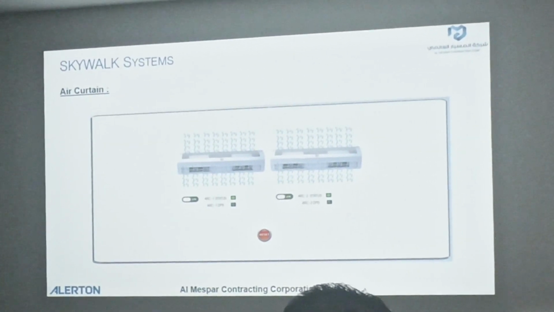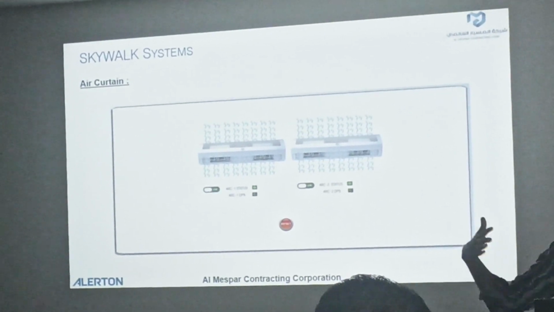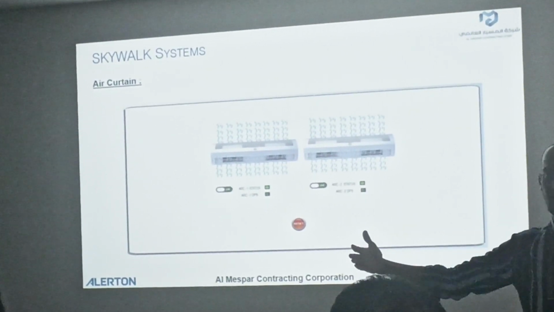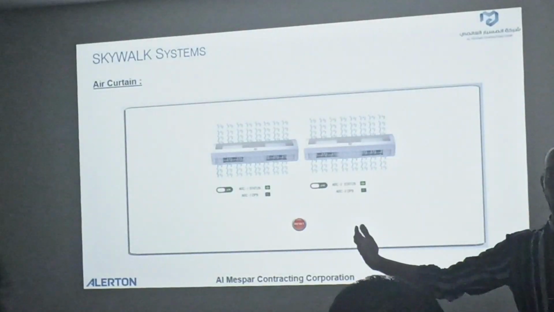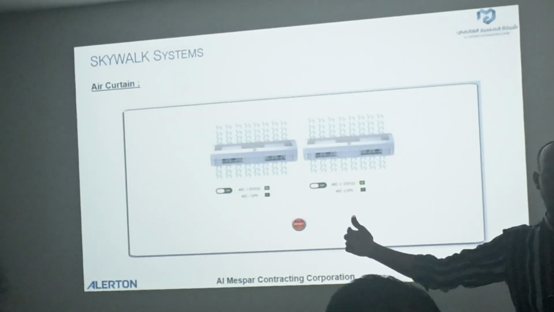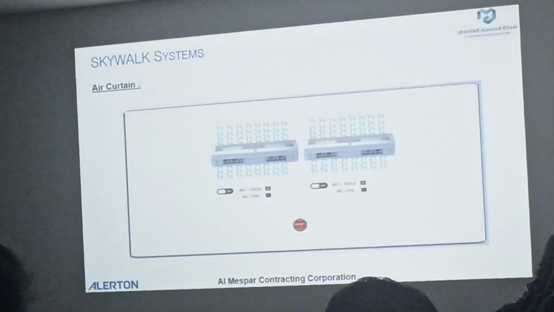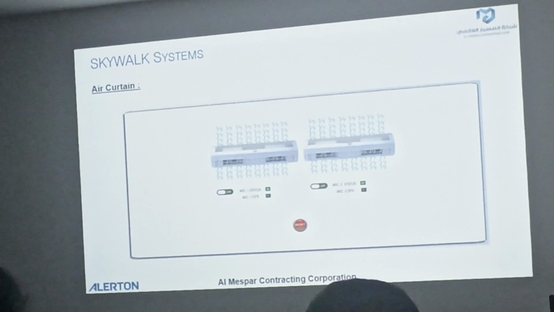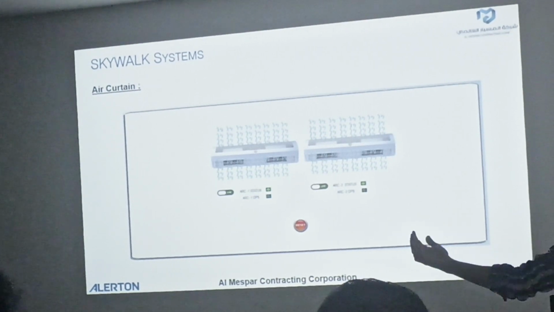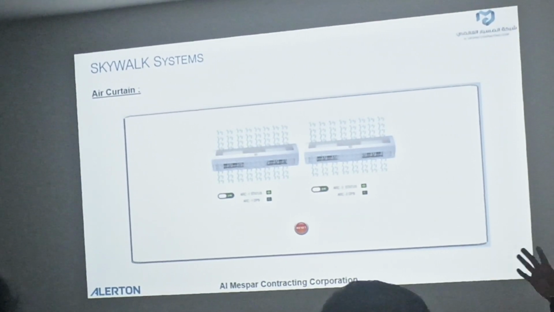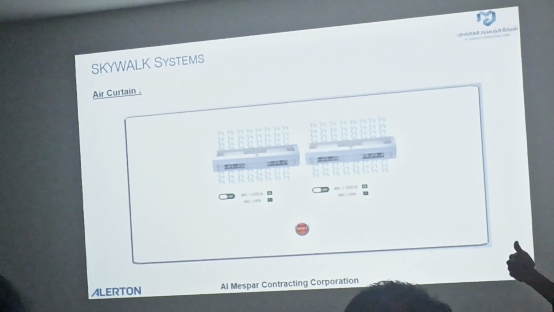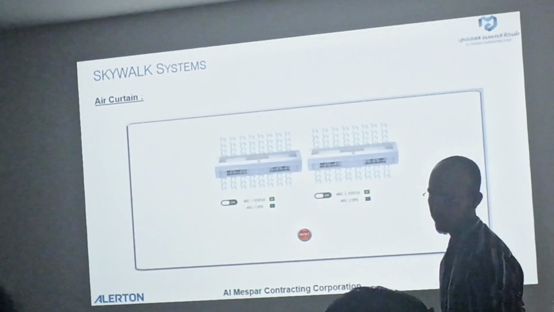Now coming to the air curtain. You will find two air curtains at the start of the skywalk and two at the other end, part A, part B. These are used to keep the inside air from going outside and the hot air from coming into the skywalk. In case of fire, this will also get off.